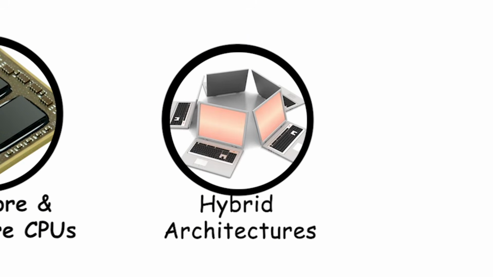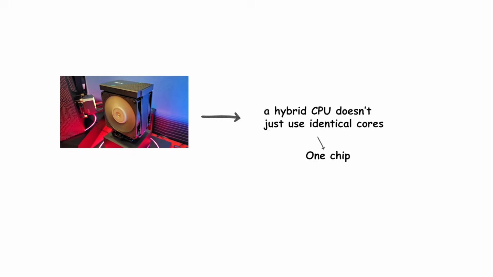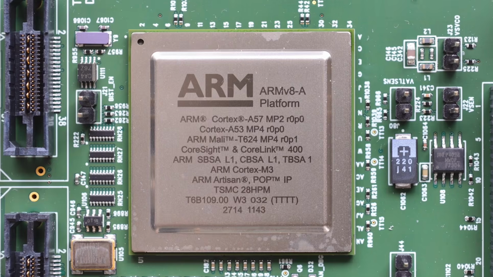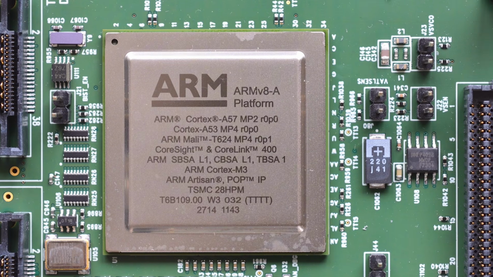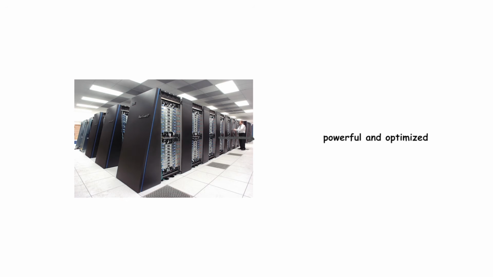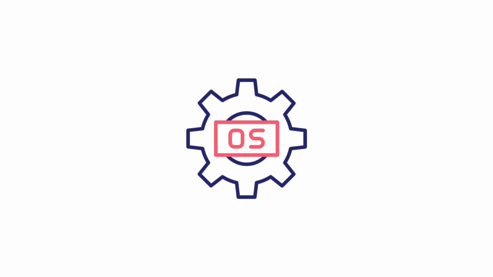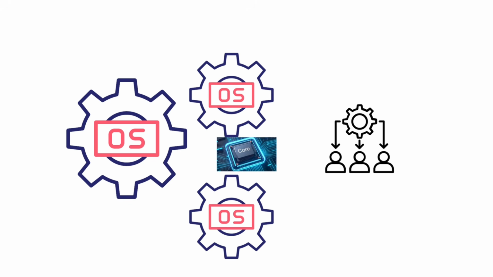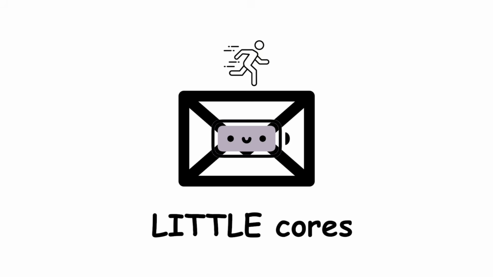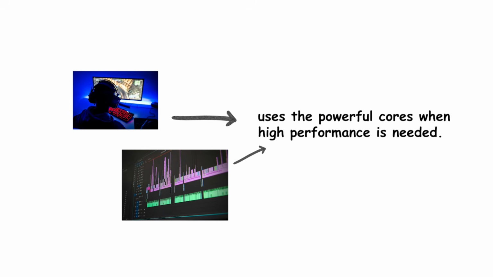Hybrid architectures. Hybrid CPU architectures combine different types of cores on the same chip, each optimized for different workloads. The most common model is ARM's big.LITTLE design. In this setup, big cores are powerful and optimized for performance, while little cores are smaller, more energy efficient, and handle lighter tasks. The operating system dynamically switches between cores depending on the workload. For example, browsing the web or checking email might run on little cores to save battery, while gaming or video editing activates the big cores for maximum performance.